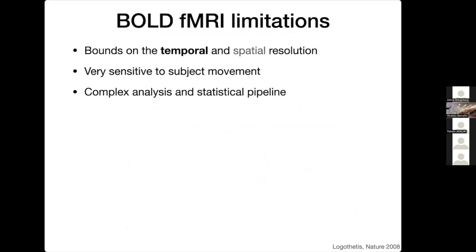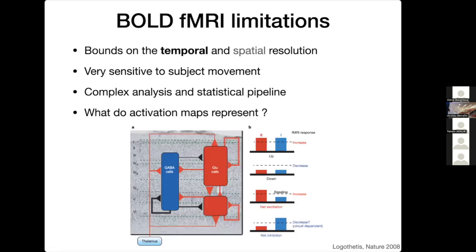You need to remove artifacts, take into account subject movement, align different subjects together because everyone doesn't have the same brain, and then do this complex statistical analysis. And it explains that a lot of early studies in the field were often poor quality studies. And of course, there is the million-dollar question, which is, okay, we record this vascular signal, but what is actually causing, what kind of activity in the brain is causing this BOLD signal? What do these activation maps represent? And that's a big question as well.